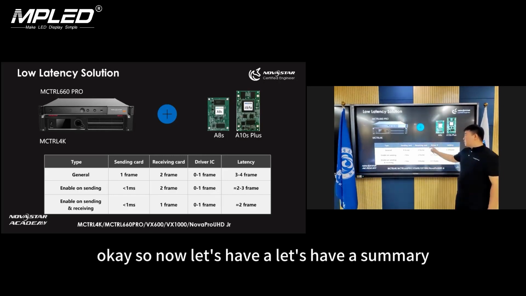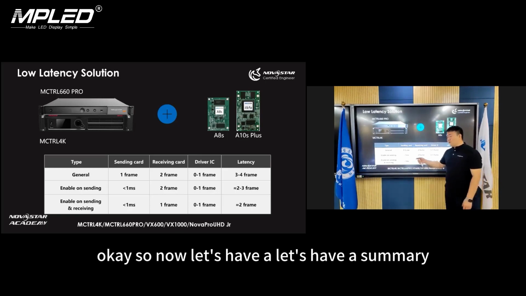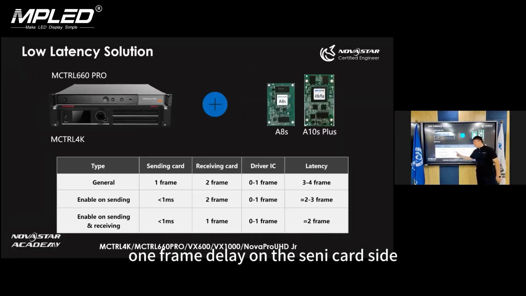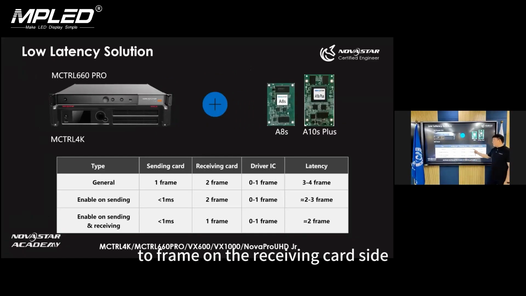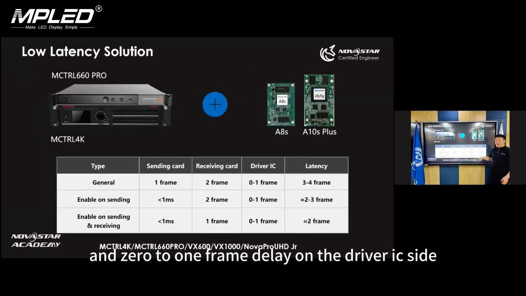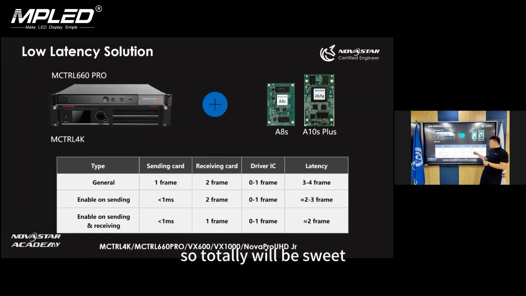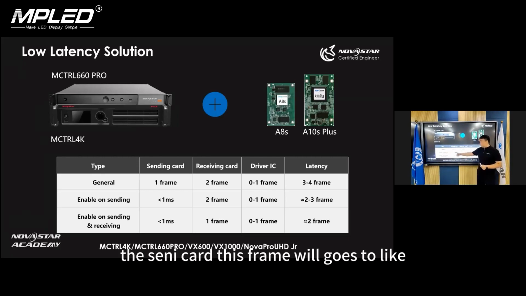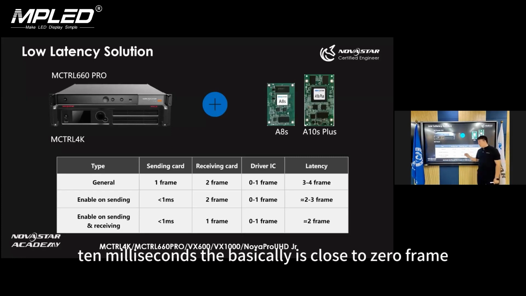Okay, so now let's have a summary. There is one frame delay on the sending card side, 2 frames on the receiving card side, and 0 to 1 frame delay on the driver IC side. So in total it will be 3 to 4 frames. But if we enable the low latency on the sending card part, this delay goes to about 10 milliseconds, so basically it's close to 0 frame.